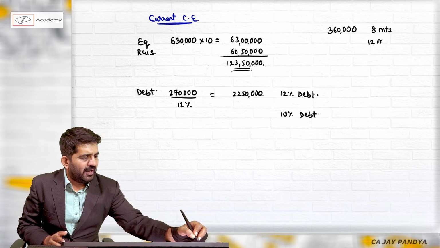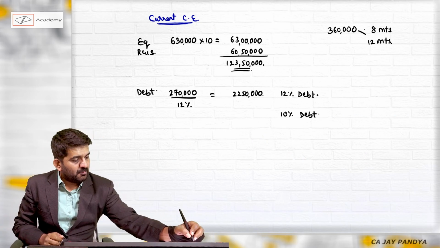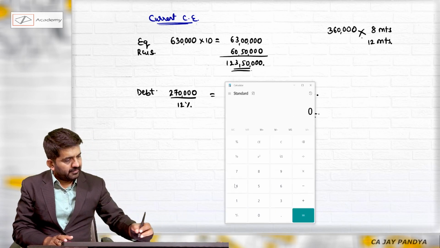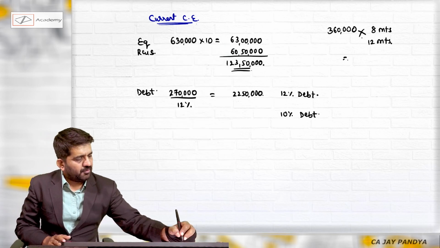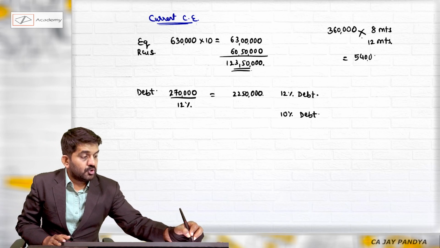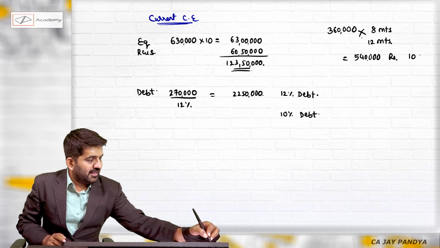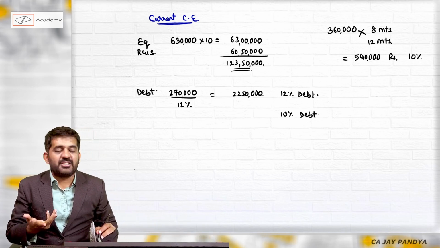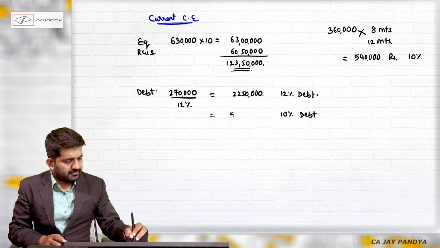Then what will be 12 months of interest? Because I want the loan amount, I have to find out what will be 12 months of interest, which will be 3,60,000 into 12 divided by 8, which is 5,40,000. So from next year, you are going to pay interest of 5,40,000 at the rate of 10%. Your debentures amount will be 5,40,000 divided by 10%, which is 54 lakhs.